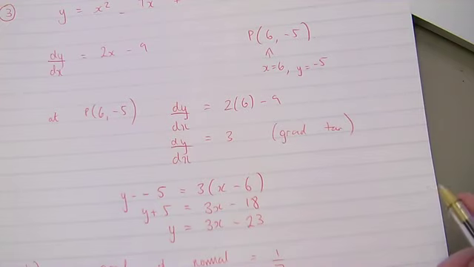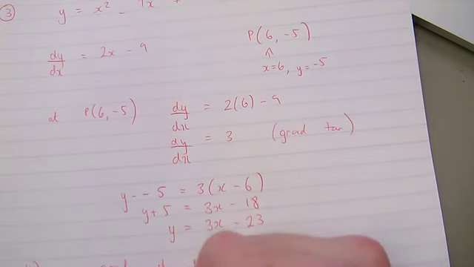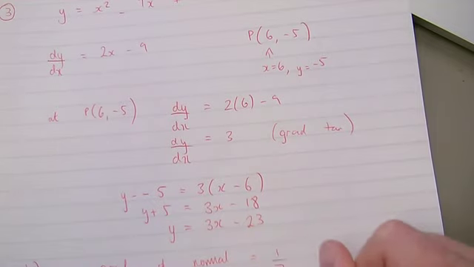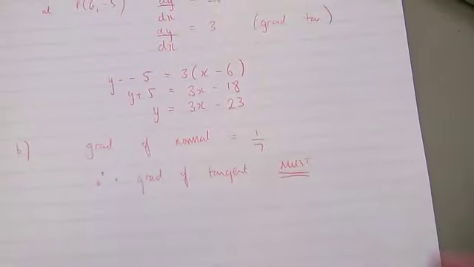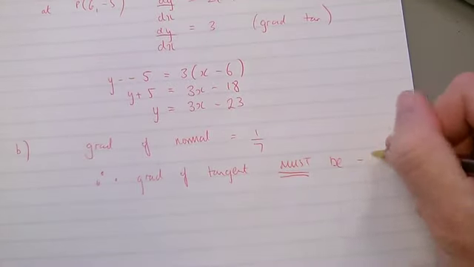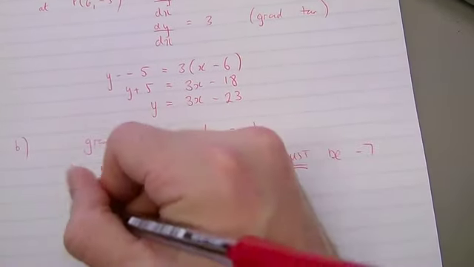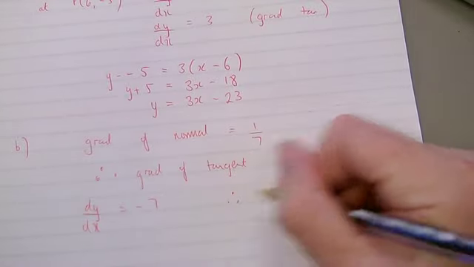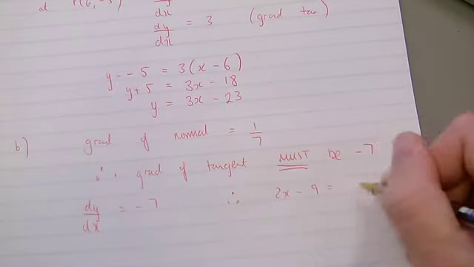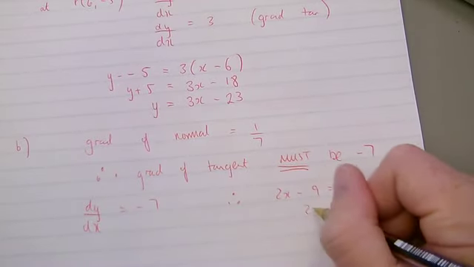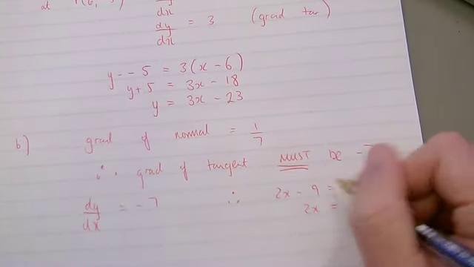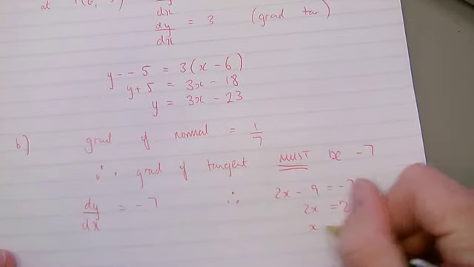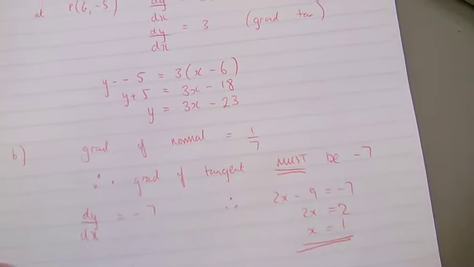Therefore, the gradient of the tangent must be minus 7. Okay, so that tells me that dy by dx must have been minus 7. Therefore, 2x minus 9 is equal to minus 7. So 2x would have been equal to 2. So x would have been equal to 1 in that situation.